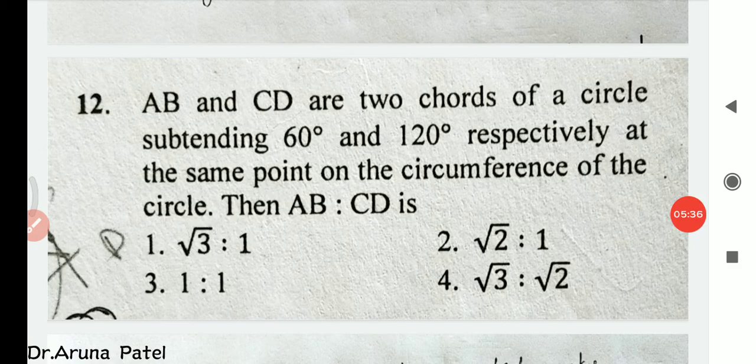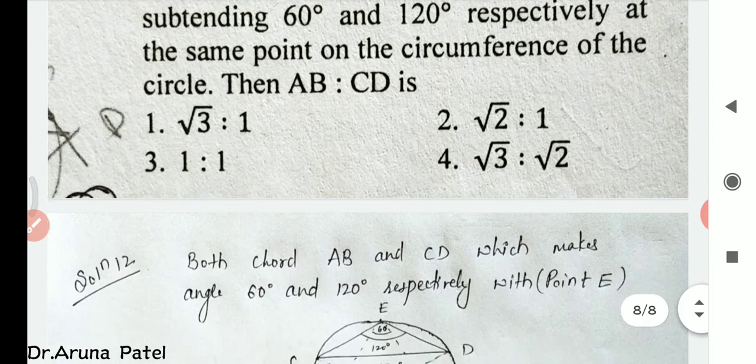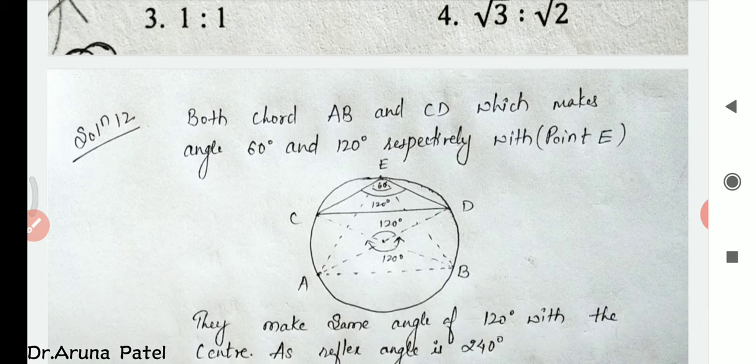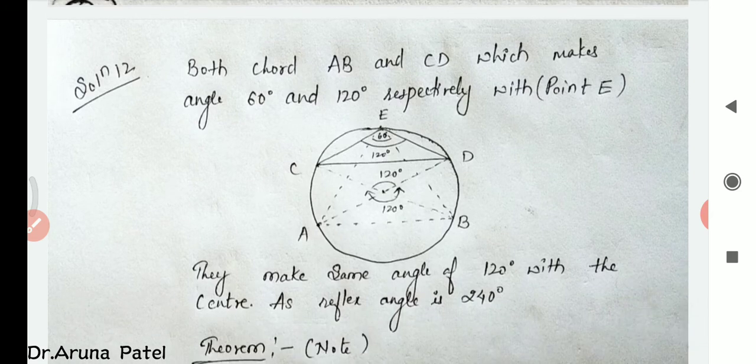Now, next is question number 12. AB and CD are two chords of a circle subtending 60 degrees and 120 degrees respectively at the same point on the circumference of the circle. Then what is the ratio AB to CD? We have to find the ratio of the two chords of the circle. Both chords AB and CD make angles of 60 degrees and 120 degrees respectively with point E. AB is shown with a dashed line and CD with a continuous line.